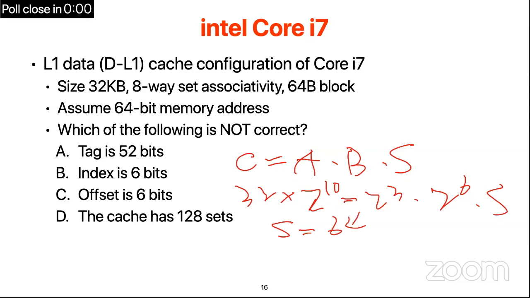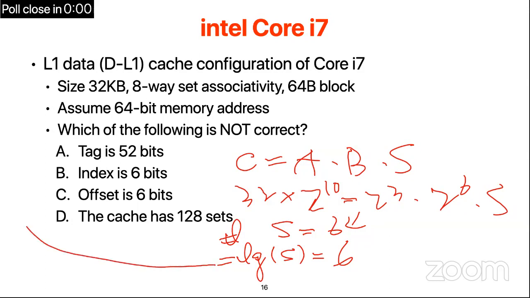What's the number of blocks? With log S, if you do log S, what will you get? You'll get 6, and this is the index. Number of sets. Sets and blocks are different. Each set will contain multiple blocks. If you have 8-way set associativity, a set will contain 8 blocks.